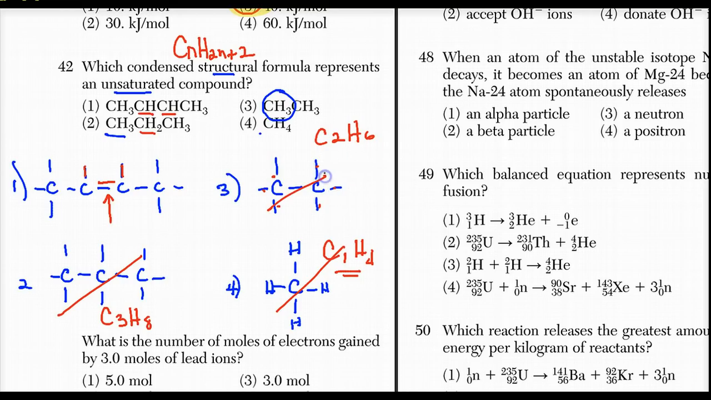So this is saturated. But this one is C4. If you double it, it becomes 8. Add 2 should be 8, should be H10.